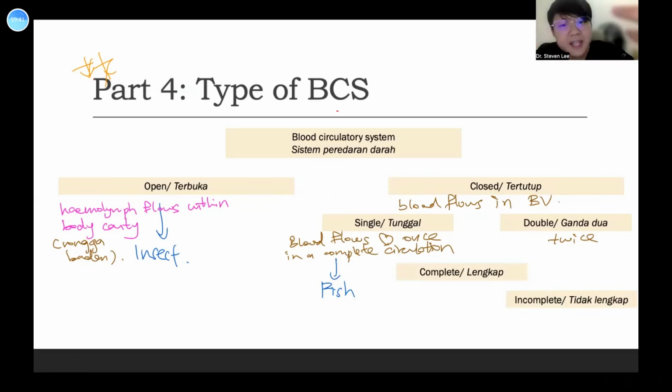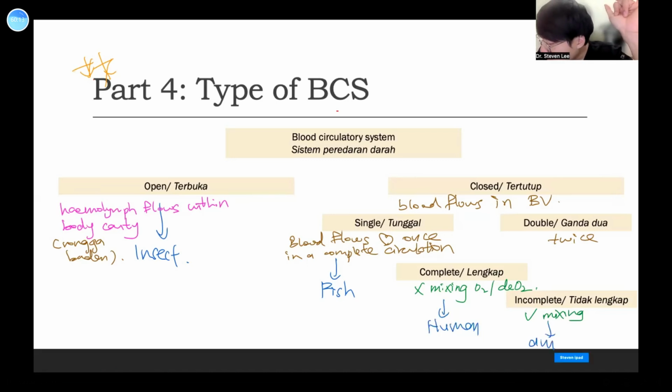The meaning is very easy. Dalam complete, kenapa dia panggil complete? Sebab dia punya darah beroksigen and darah terdeoksigen tidak bercampur. There is no mixing of oxygenated and also deoxygenated blood. So maksudnya, darah beroksigen dan darah terdeoksigen tidak bercampur. That is your complete. Incomplete means there is mixing of your oxygenated and deoxygenated blood. So dia ada campuran darah beroksigen dengan darah terdeoksigen. And this is human, manusia.